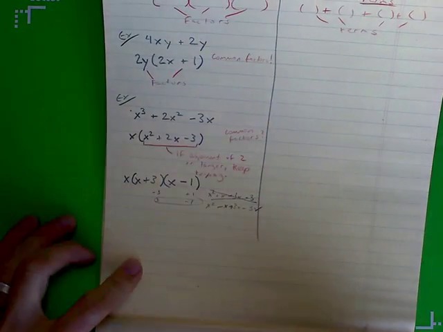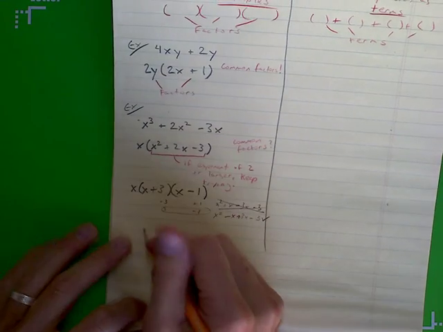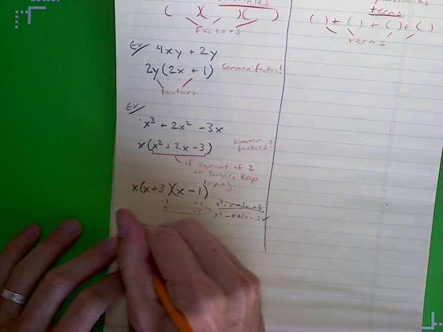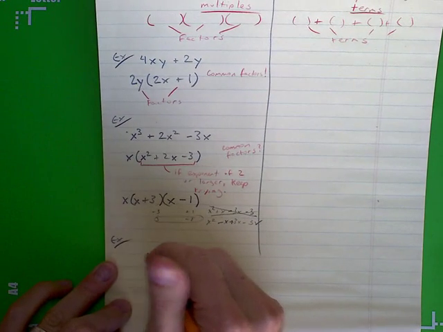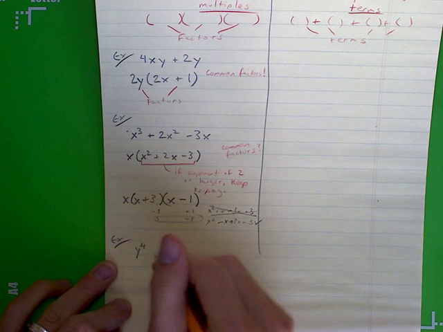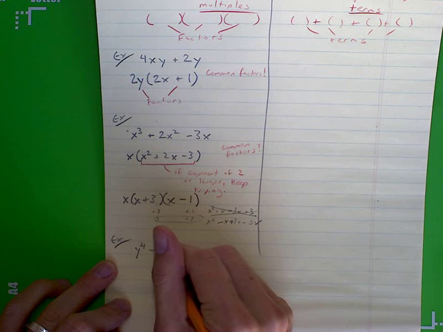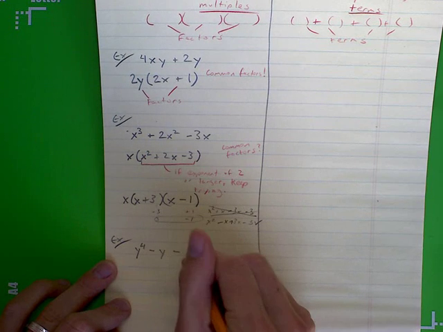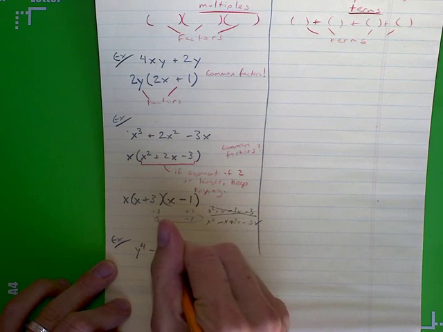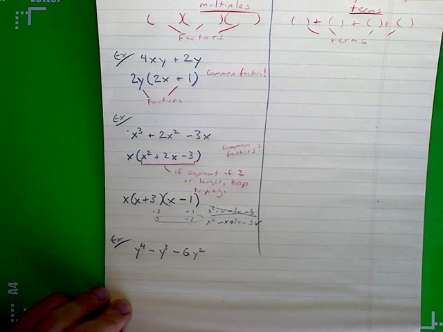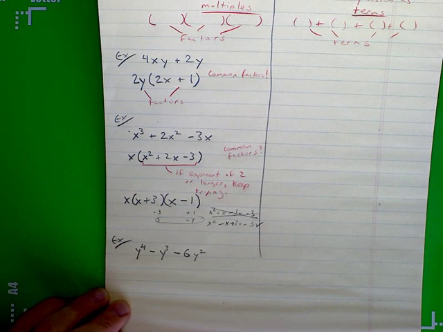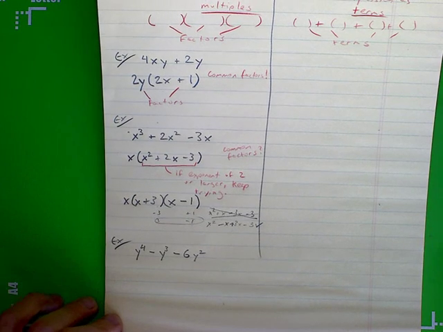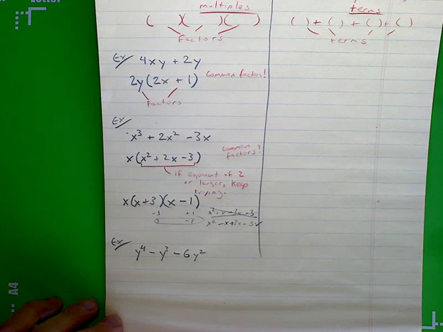Alright. So let's try one more. This time, let's do y to the fourth minus y cubed minus 6y squared. So we're going to try and factor it again. What's the first thing we should always look for when we factor?